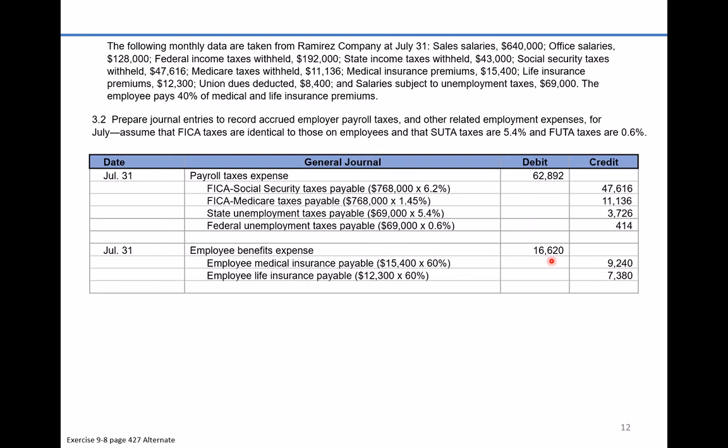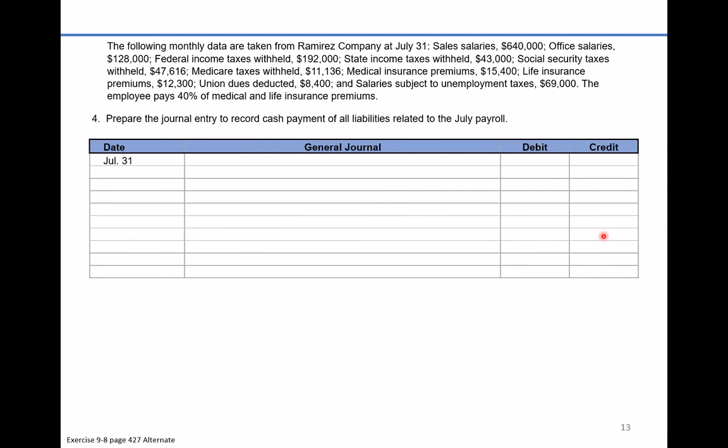Let's now look at the transaction that the employer would do to get rid of all of these payables. So all of these payables were created with credit entries. We want to reverse those out with debit entries to bring those account balances down to zero. So all the credit entries will give an equal amount of a debit entry, and then we will pay all these debit entries out with a credit to cash. Let's take a look at that section now. It says, prepare the journal entry to record the cash payment of all liabilities related to the July payroll.